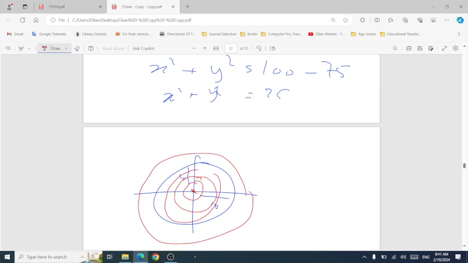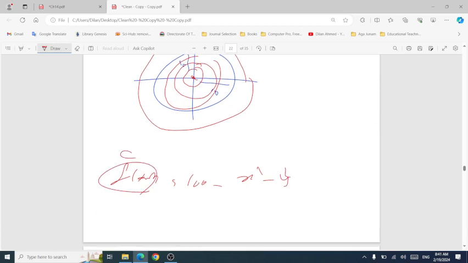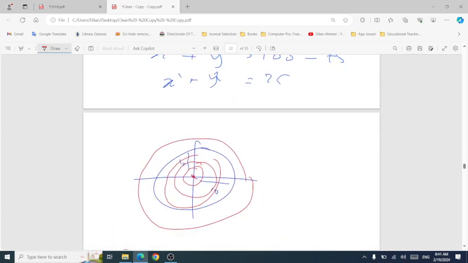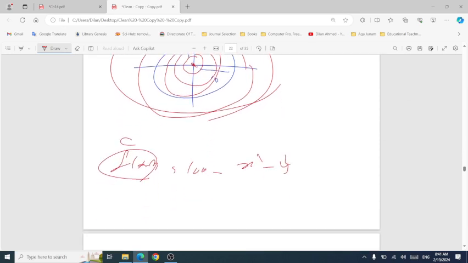Did you understand? What did I do? I changed the function f of x, y, 100 minus x squared minus y squared, to be fixed as a constant. Then later on, I play with the constant to get the image in my mind. Then I got a circle, circle, circle. This is called a level curve and has many applications in real life. Understood? Just make a function equal to some constant and you'll get the shape.